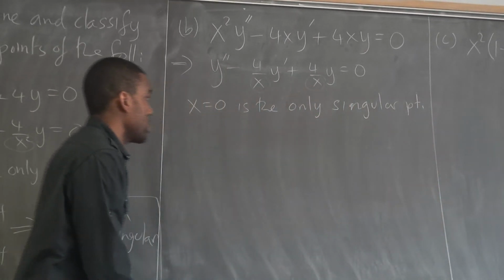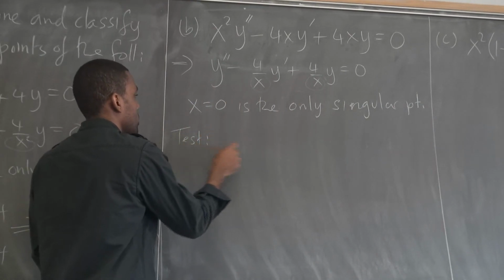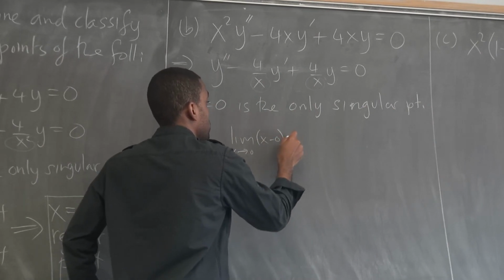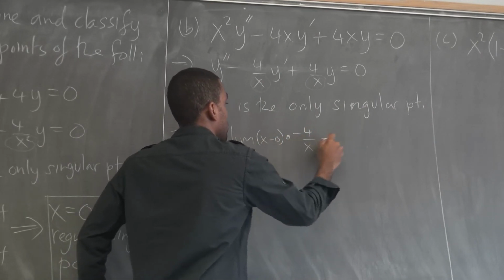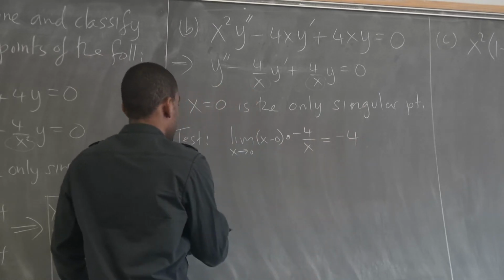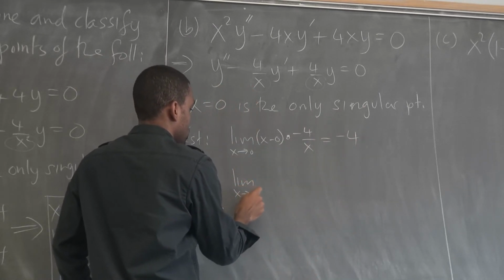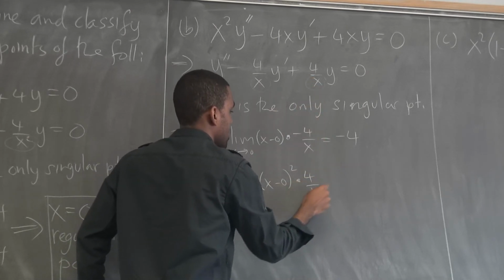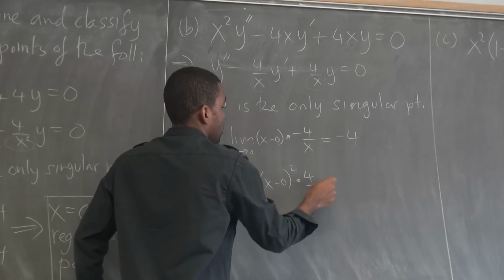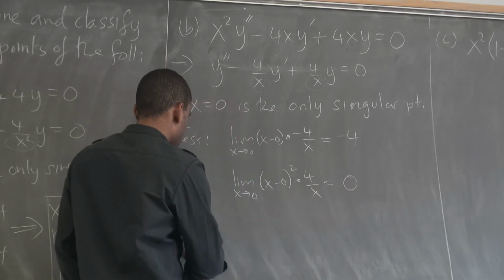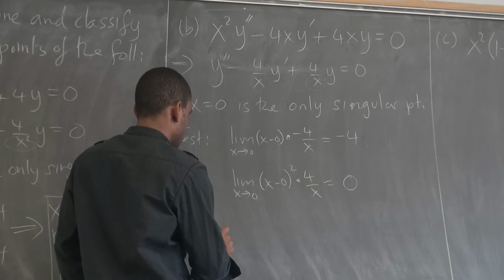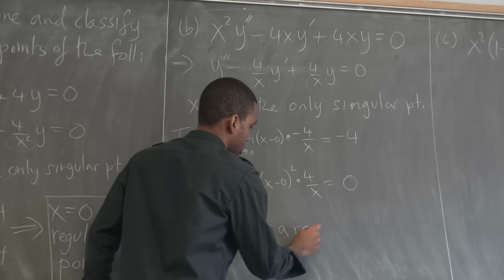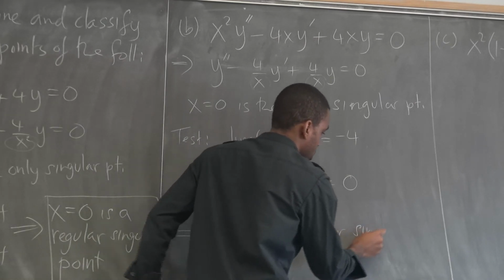But what kind of singular point is it? We do the test. Take the limit as x approaches 0 of (x minus 0) times minus 4 over x. The result is minus 4. Take the limit as x approaches 0 of (x minus 0) squared times 4 over x. The result is 0. These are both finite and they exist. Therefore, x equals 0 is still a regular singular point.